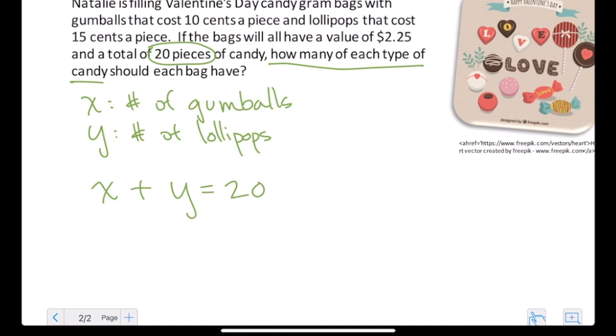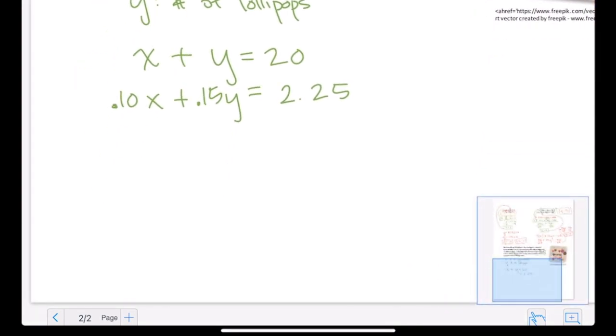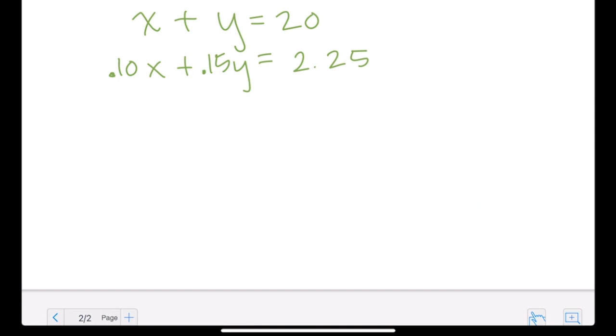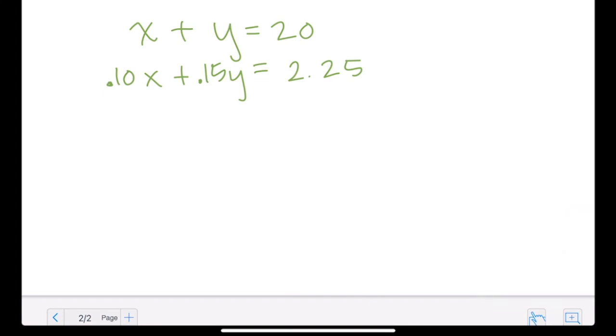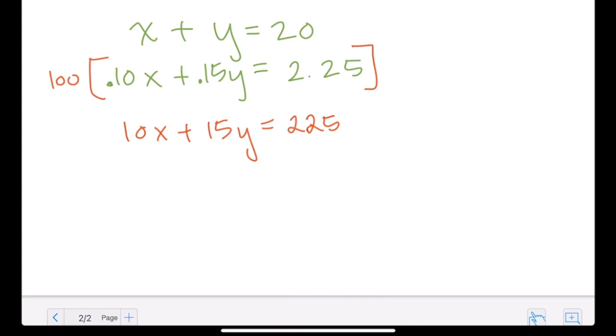Now the second part is a little bit messier, but it's dealing with money. So we want a total value of $2.25. Well, think about how you would get that. You would do 10 cents times however many gumballs are in the bag plus 15 cents times however many lollipops are in the bag. And now we have a system of equations. They're nice and stacked, so we can fairly easily solve using elimination. Now, because we're dealing with money, we've got decimals involved. So if you want to immediately get rid of all of your decimals, just multiply everything by 100. That means you're going to move your decimal 2 places to the right. So instead of 0.10x plus 0.15y is equal to 2.25, you end up with 10x plus 15y is equal to 225. And a lot of students like that better.